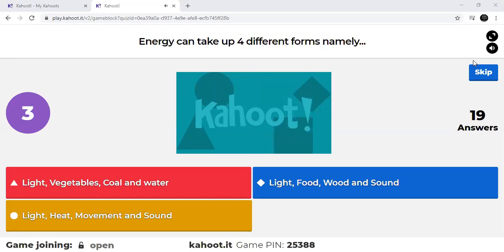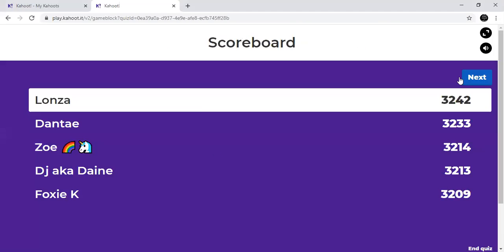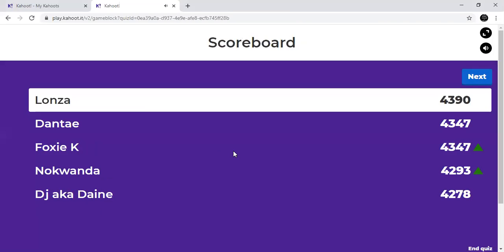All right. Okay, so 12 of us got it correct, sorry. Then 6 of you guys said light, vegetables, coal, and water. Whoa, okay. Water, vegetables, that's not a form of energy, right, guys? Remember those 4 forms that we mentioned? It was light, movement, sound, as well as heat. Okay, so we have Lonza, Dante, Foxy, Nokwanda, and Diane. All right.